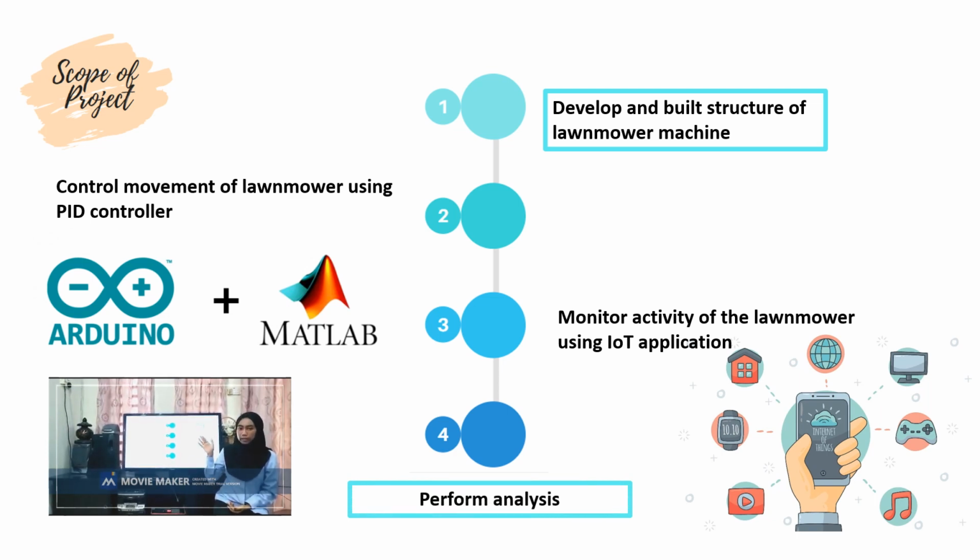Next is the scope of the project. First, my scope is to develop and build the structure of the lawnmower machine. Next, I will use a PID controller, which I will simulate with MATLAB, and I will use Arduino as the brain of the machine. Next, I will monitor it using an IoT application, because IoT applications are now the most common monitoring systems that people use. If I use the IoT system, it will be a lot easier, because I can monitor my machine's activity just using my phone.